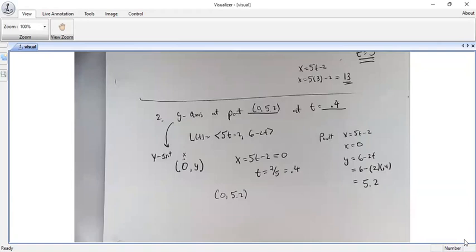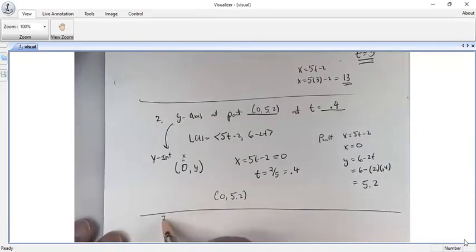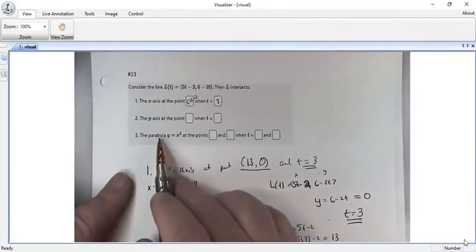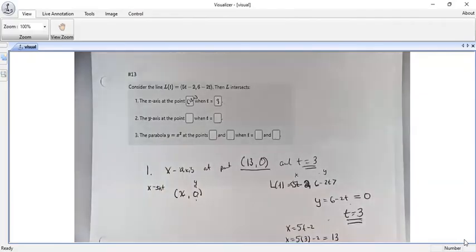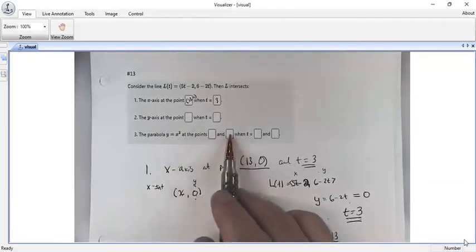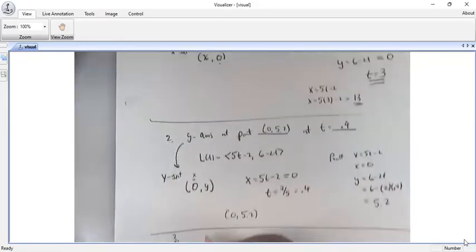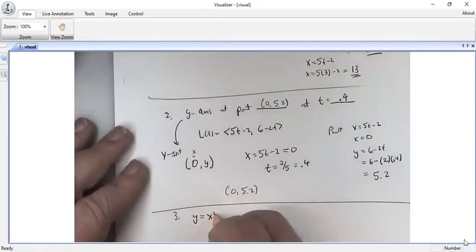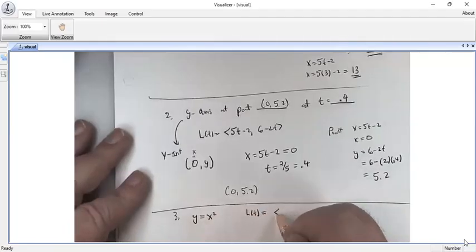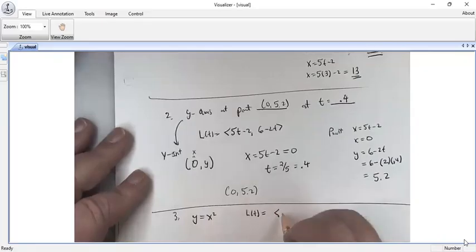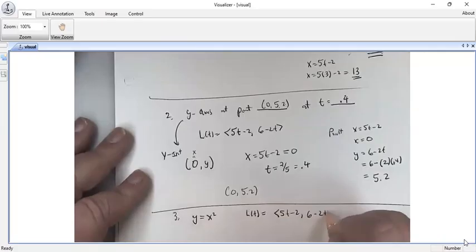Then take a look at part 3. The parabola y equals x squared is going to intersect at 2 points and at 2 different times. Well, how in the world am I going to do that? Well, y equals x squared. Remember my linear equation, which is, what was it? 5t minus 2, comma, 6 minus 2t. This is your x, this is your y.